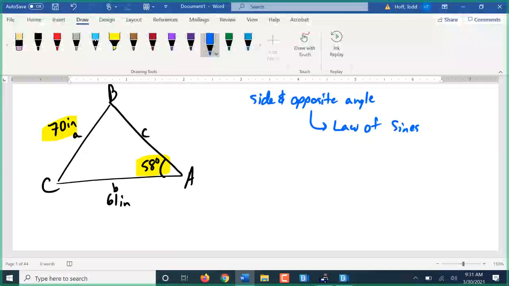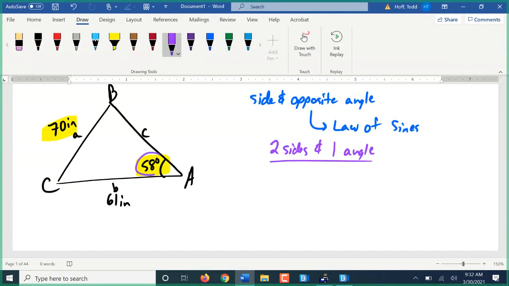However, in this case, we do have two sides and one angle. And whenever that's the case, we do have to be a little bit careful. We have to make sure the side that is opposite our given angle is the longer side. And here it is. This is our given angle. That would be the opposite side. 70 is longer than 61. And we'll look at examples coming up here as to why that's important that we know that.